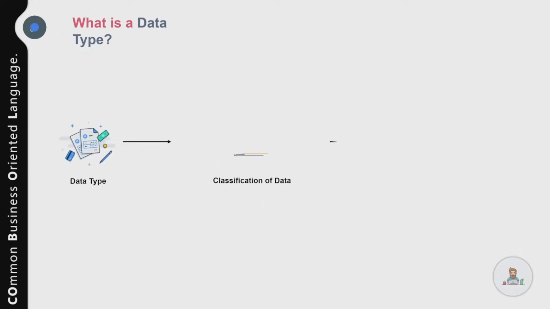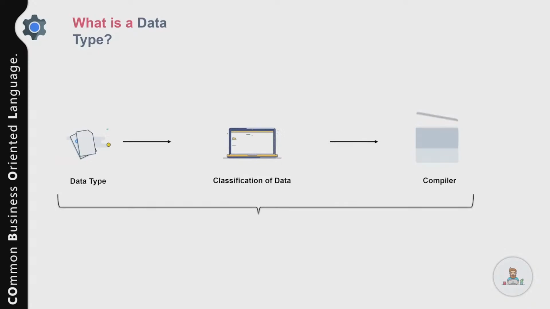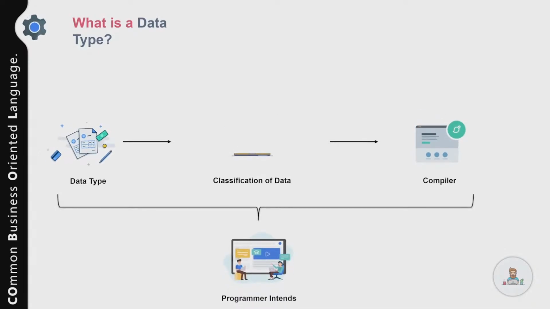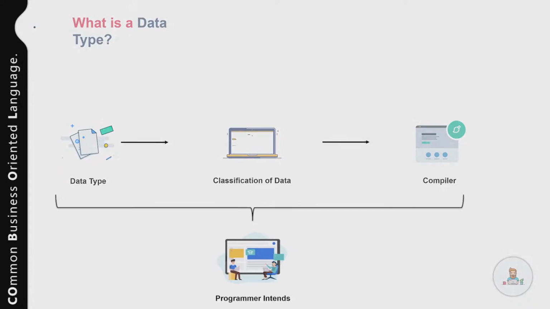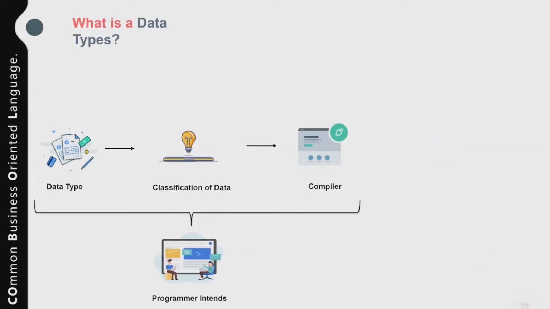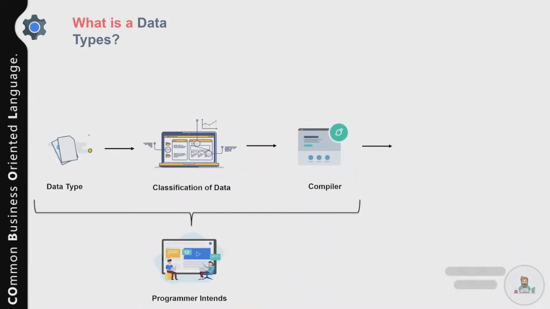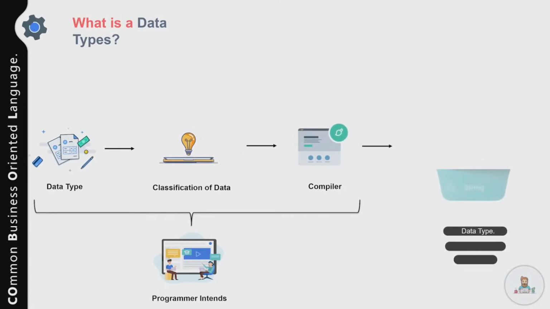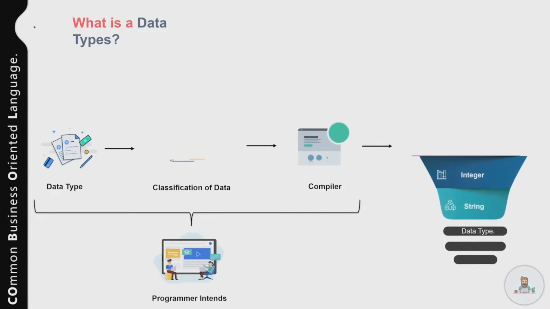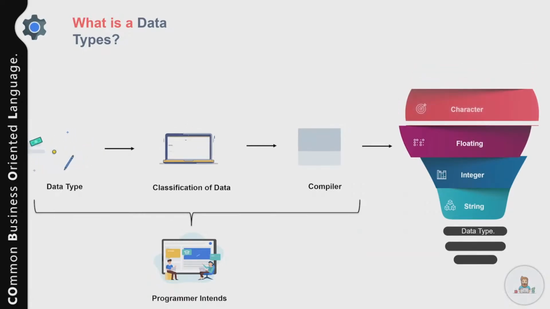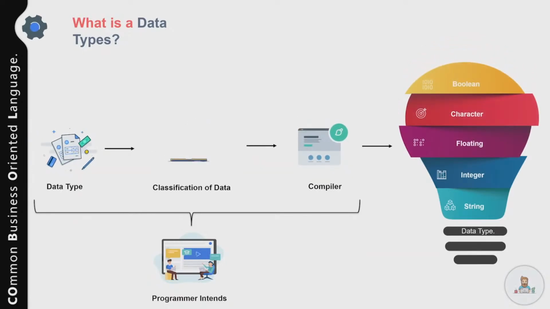Now let's talk about the data types in COBOL. Before we deep dive into the classification, let's talk about the term data type. In layman's terms, a data type is a classification of data which tells the compiler how the programmer intends to use the data. Understanding data types ensures the data is collected and stored in a preferred format. Most programming languages support various types of data, including integer, character, string, floating, and boolean.